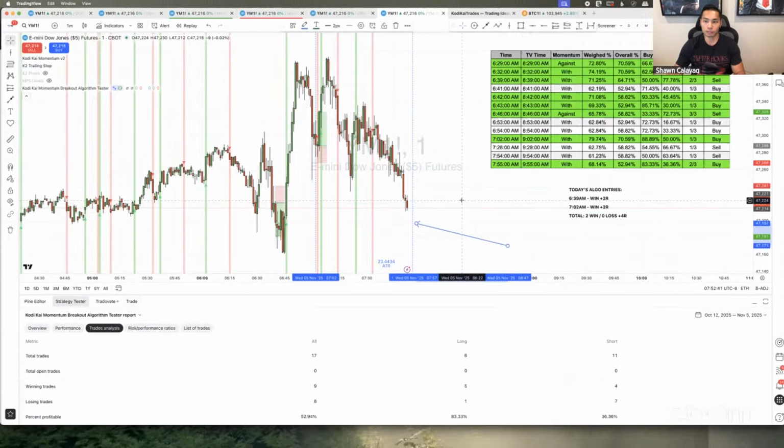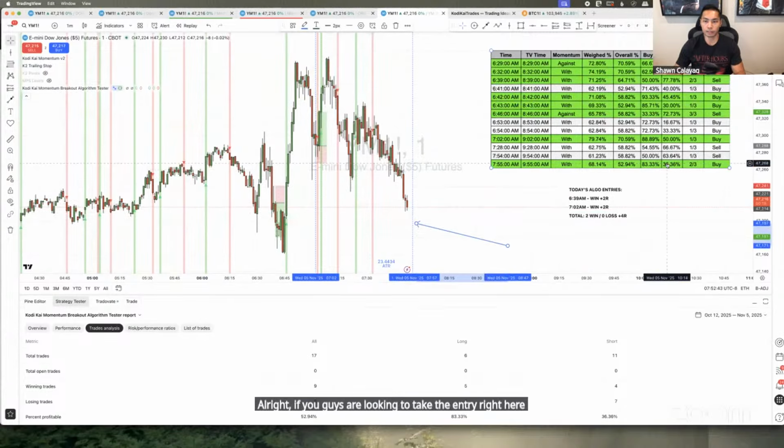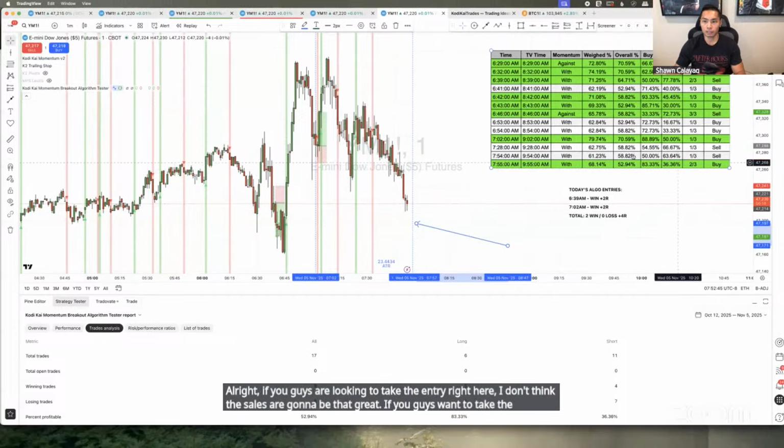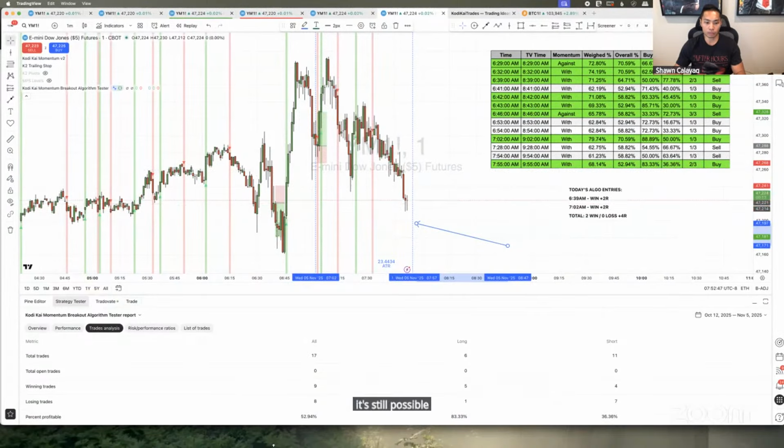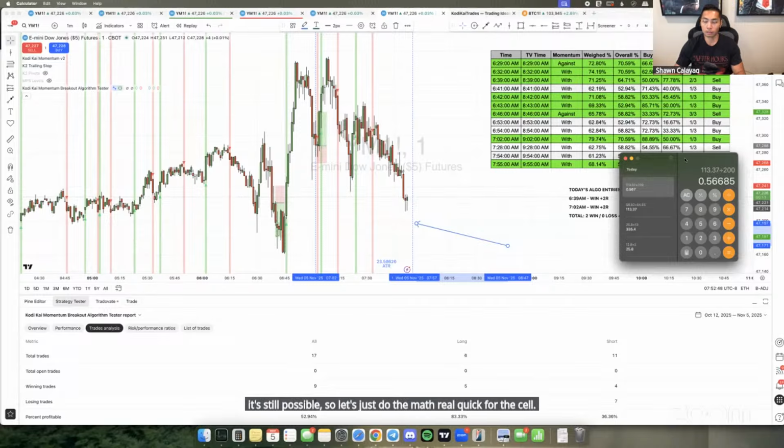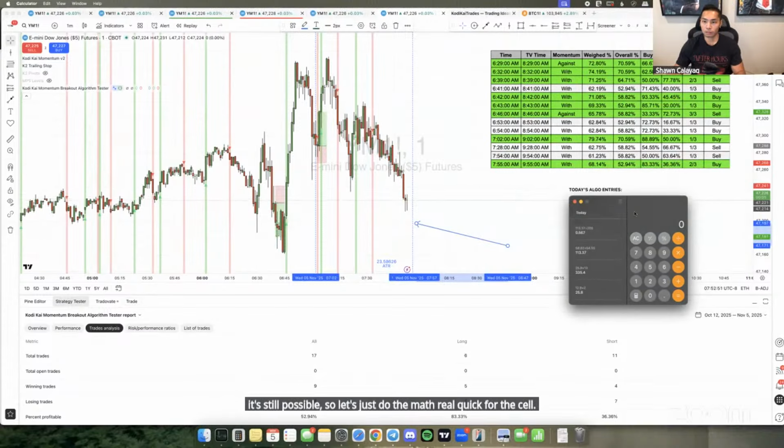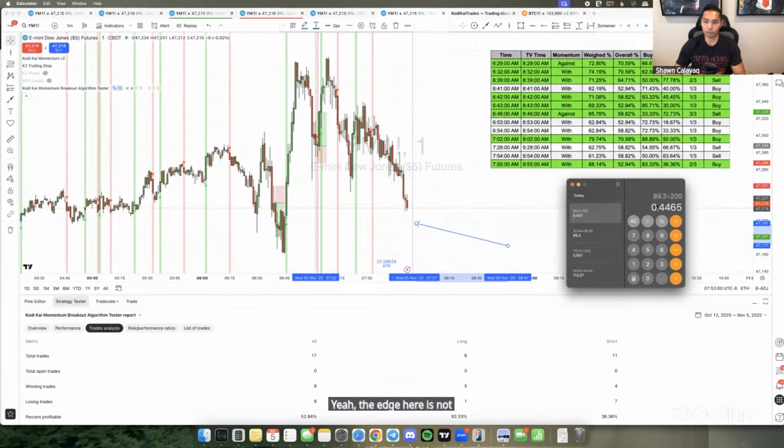All right, if you guys are looking to take the entry right here, I don't think the sells are going to be that great. If you guys want to take the sell, it's still possible. So let's just do the math real quick for the sell. For the sell, it's going to be 52.94 plus 36.36 divided by 200. Yeah, the edge here is not good. The edge is actually negative if you're going to take a sell here, guys. The edge is 44.65. So the edge there is not going to be super great.